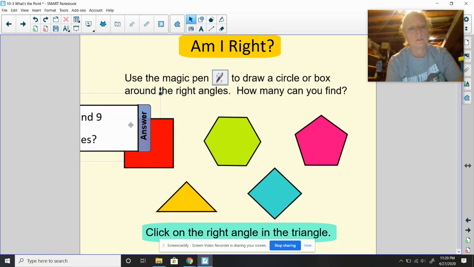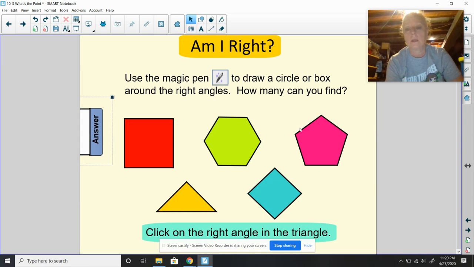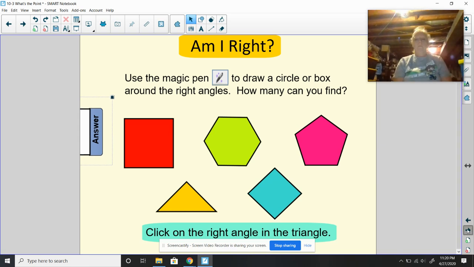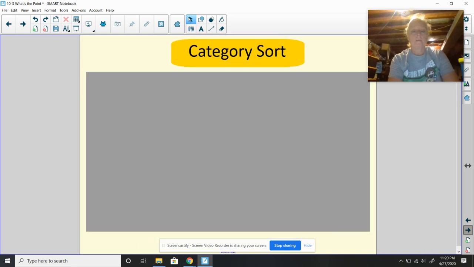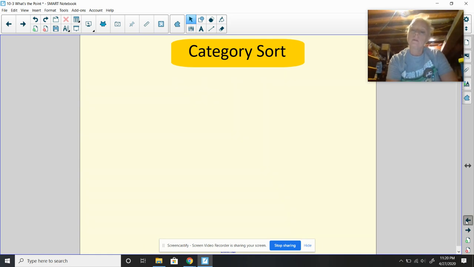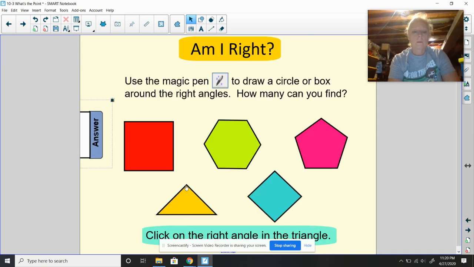Yes, we should have found the 9 right angles, and we did. I'm going to click on the right angle in the triangle. There's my right angle on the triangle.